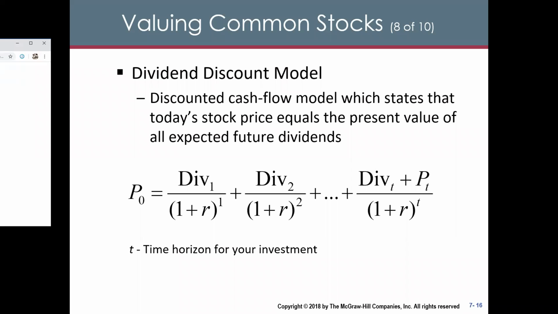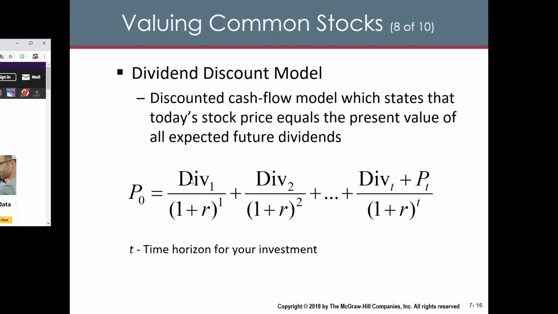This video is going to be the second part of stock evaluation, and it's going to cover the dividend discount model. This dividend discount model says today's stock price should be equal to the present value of all expected future dividends. So suppose we know the future dividends are going to be D1, D2, D3 in the future, and suppose at time t, the price of the stock is going to be PT.